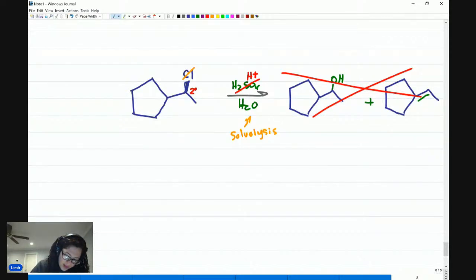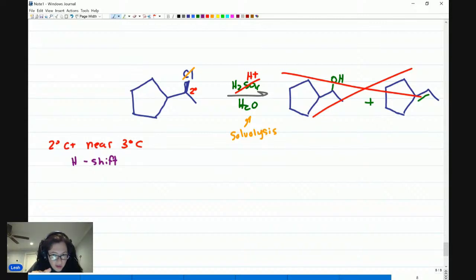I have a secondary carbocation forming near a tertiary carbon, which would absolutely and immediately give me a hydride shift in a typical situation. But what I have here is an even more important rearrangement, and that is what I have in that tertiary situation.